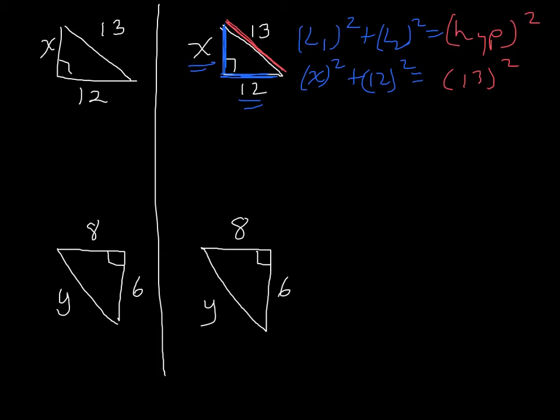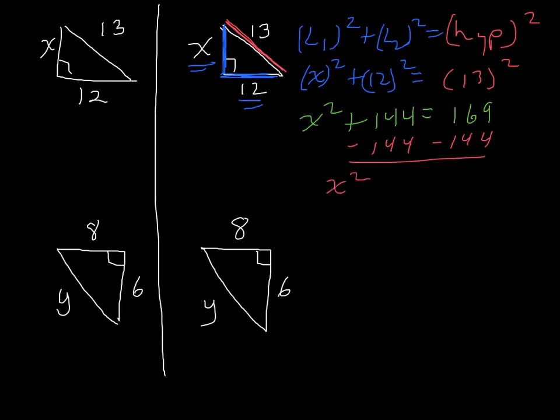Okay, so now I can go ahead and work the problem out. So x squared is just x squared. 12 squared is 144. And 13 squared is 169. If you don't know 13 squared, that's fine. Just multiply it out, 13 times 13. My next step is to subtract 144 from both sides. So I get x squared is equal to 25.